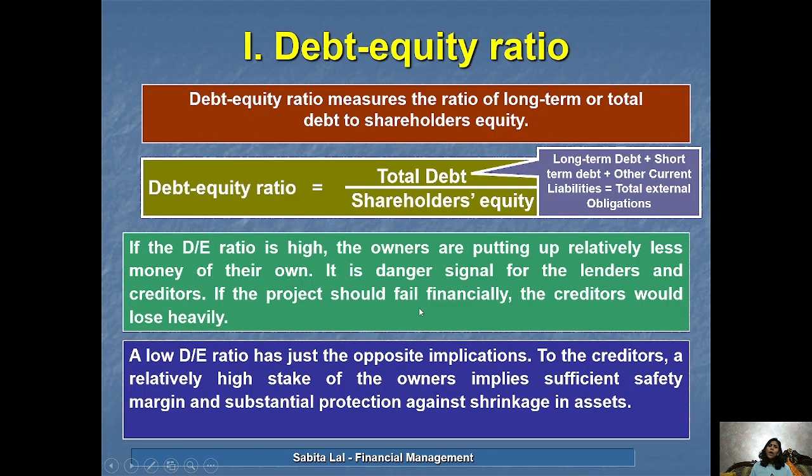So first we will talk about debt equity ratio. Debt equity ratio measures the long-term or total debt to shareholders' equity. Debt equity ratio, simple formula: whatever your total debt, that is your long-term debt, short-term debt, whatever your other current liability, means whatever your total external obligations divided by your shareholders' equity. So if the DE ratio, debt equity ratio is high, owners are putting up relatively less money of their own.